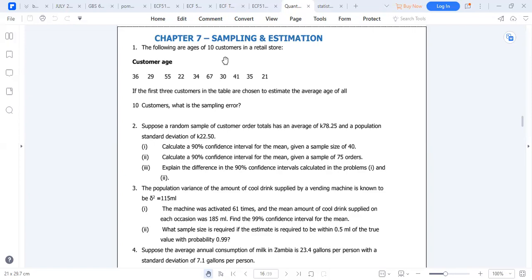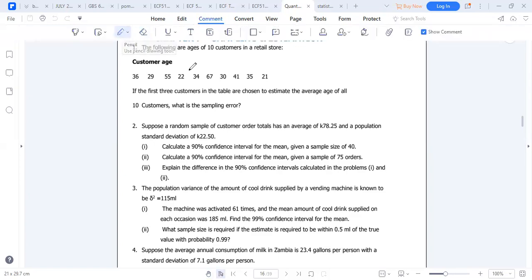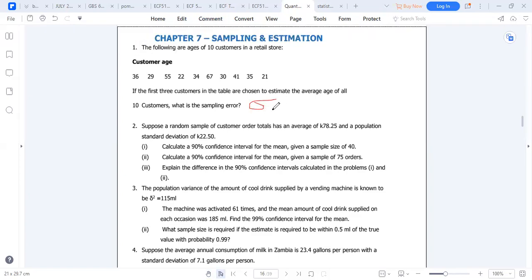We gave you the formula for sampling error. Sampling error is given by the standard deviation over the square root of the sample size. So we can use statistics to find the standard deviation here. Whatever the standard deviation is, if it's 10 or 100, over the square root of n, which is 3, the first 3. That's the whole idea they're trying to test you.